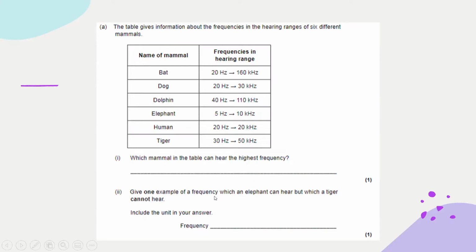Give one example of a frequency which an elephant can hear, but which a tiger cannot hear. They don't know if 5 Hertz is the lowest an elephant can hear, but the lowest a tiger can hear is 30 Hertz. So any number between 5 and 30, we go for 10 Hertz. An elephant could hear it, it's within its range. A tiger could not. So they could communicate without a tiger knowing. I don't think an elephant would be too concerned about a tiger, because the elephant's a lot bigger, but they could talk to each other without the tiger hearing.